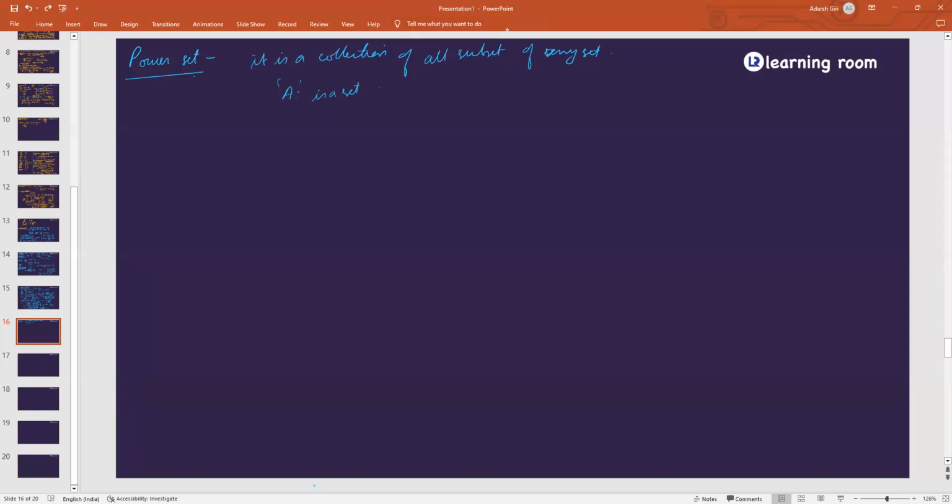The power set of A will be X such that X is a subset of A. We have to find that collection. Agree? Yes, sir. It is also denoted by 2 to the power A. That is called the power set. Got it, everyone?